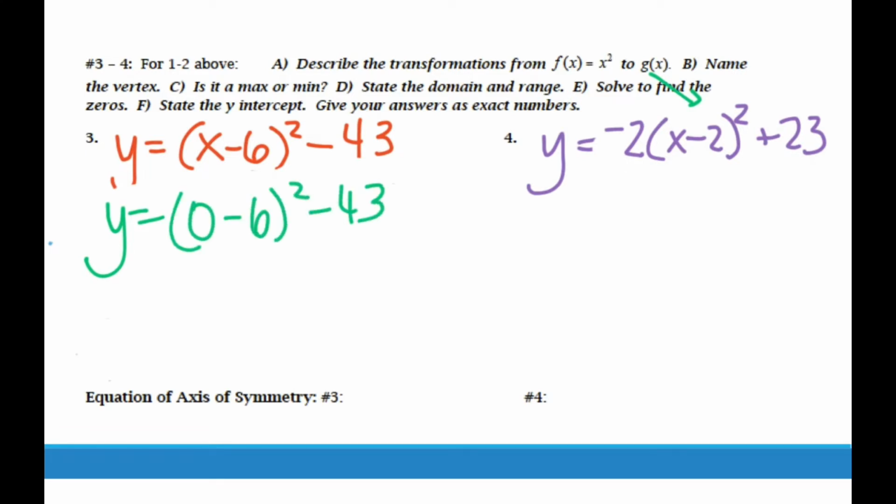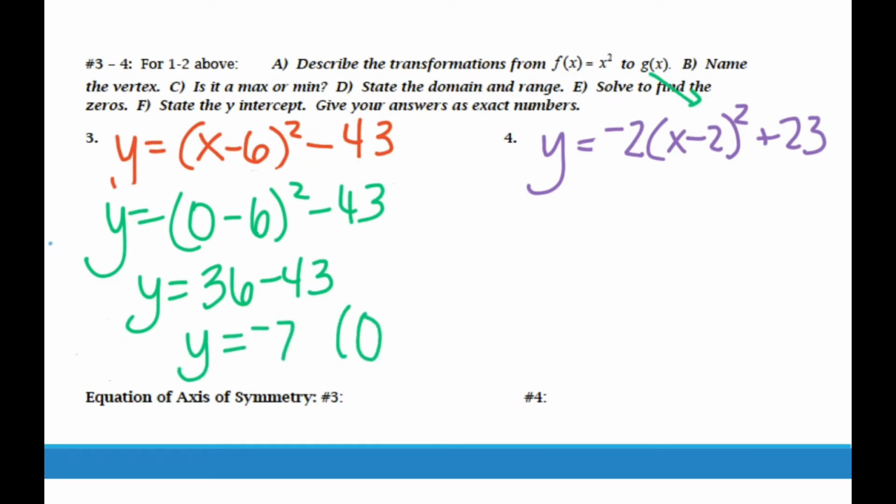So you just put 0 in for x, and so we've got 36 minus 43. And so y is equal to -7. So that means my y-intercept is 0 because that's what x is, and -7. That's my y-intercept. So that's the answer to F. And we always want to make sure we give exact answers unless we're told to round.